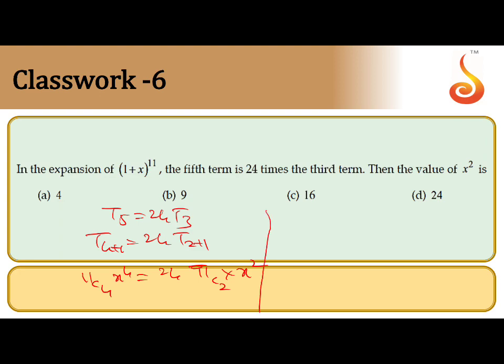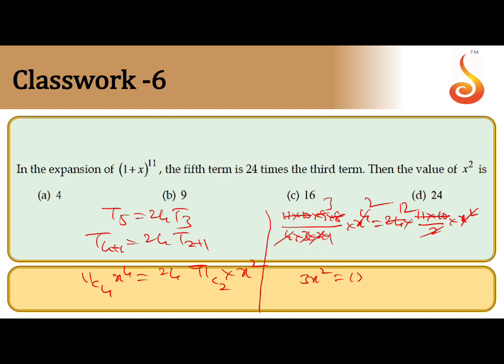So there is some calculation here. Solve it properly. 11C4 means 11 into 10 into 9 into 8 by 4 into 3 into 2 into 1, into x power 4, equals 24 into 11 into 10 by 2 into x square. Here 11, 10 cancel on both sides. So 4 into 2, 8 cancel. The 3s cancel. So what is left on the right side? Only 3x square. On the right side, 12. So 3x square equals 12, x square equals 4 is the answer.